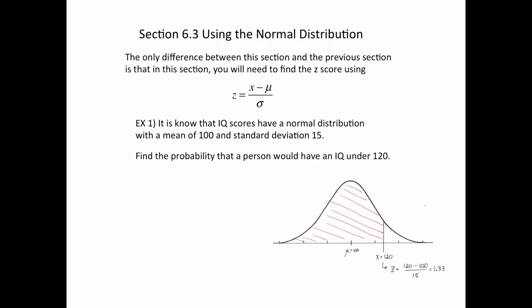So draw the normal distribution. Notice that the mean equals 100 is in the middle. The score of 120 would be over here at the right. And then the shading would be under that, so it goes to the left. It's all of this. Next up, we do the z formula, and we end up with z equals 1.33.